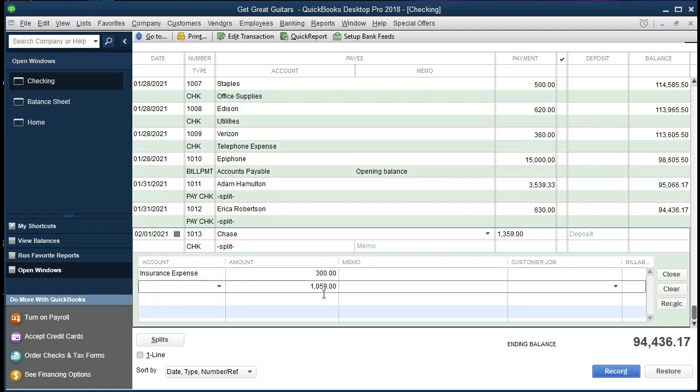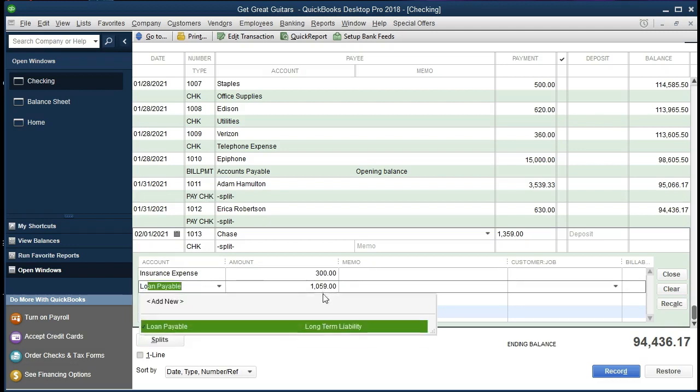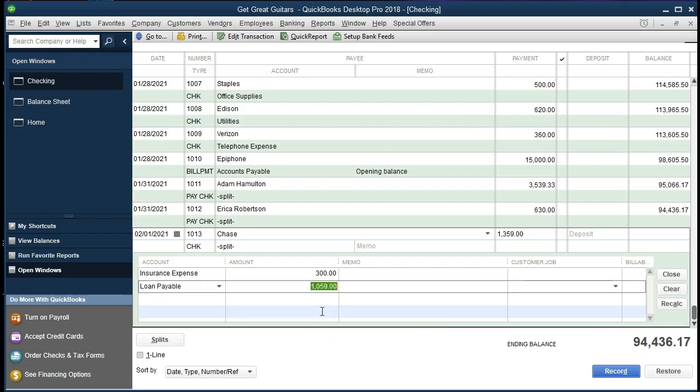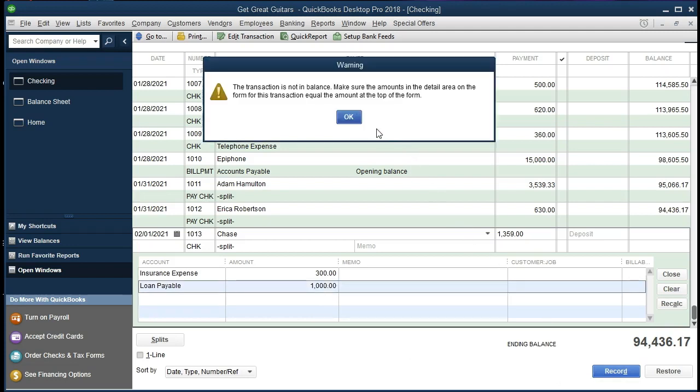And then we're going to say that the other amount is going to go to the loan payable. And so there's loan payable. It's a long-term liability. And QuickBooks figures it out for us. We could have gotten that from the table, but QuickBooks figures it out for us. Now let's just pretend we got it wrong here, and I put 1,000 on accident. And if we try then to record this, QuickBooks is going to say the transaction is out of balance.